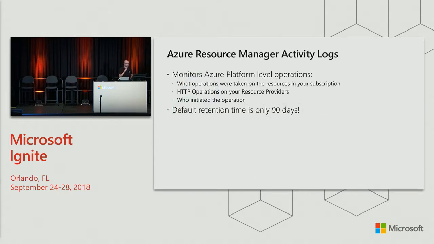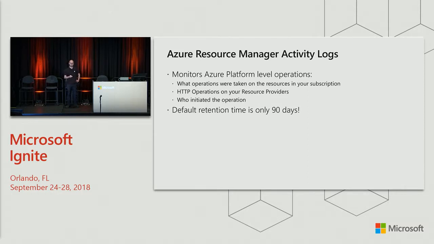So let's take a little bit deeper look at a couple of these. The most important one is the Azure Resource Manager Activity Log, or Activity Log, or Audit Log, or just ARM Activity Log. The idea of this is that it monitors the platform level. Remember, just after the hardware, we have the Azure platform, our subscriptions, our tenants, everything. It monitors this platform level activity: what operations were taken on which subscriptions, on which resources.